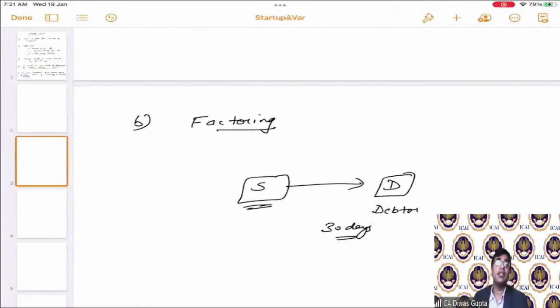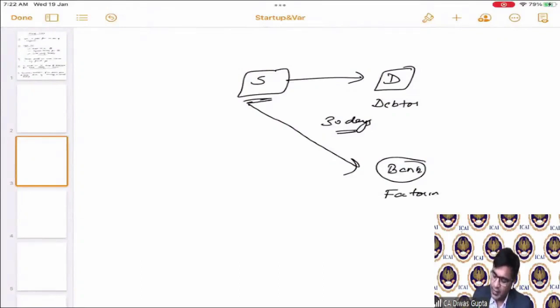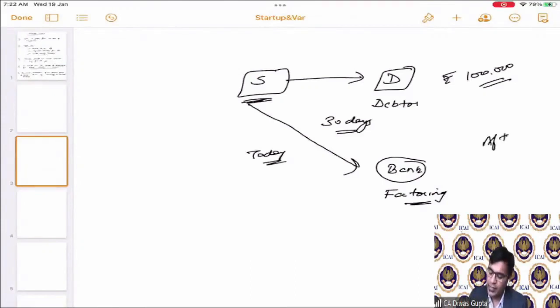The startup will need the funds immediately because it cannot block its working capital for 30 days. So the startup will approach a third party, let's say a bank or any financial institution engaged in factoring. In factoring, they will take this amount, let's say the receivable amount is rupees 1 lakh. They will give the amount to S today, whatever the receivable amount is, and then they will recover it after 30 days from D.